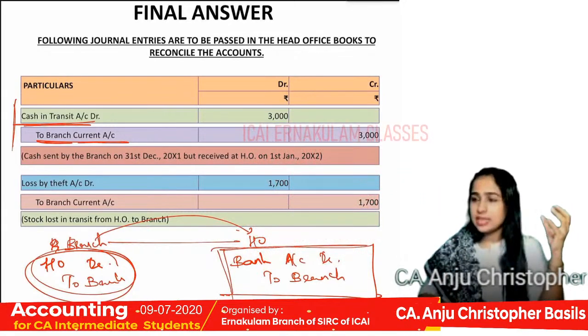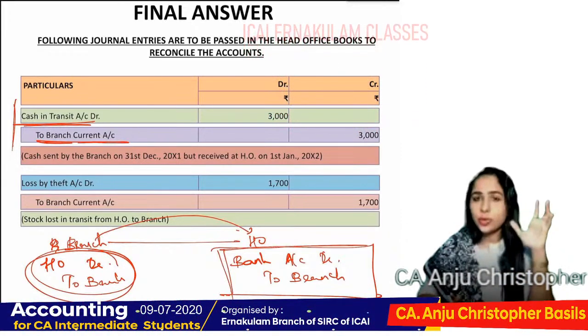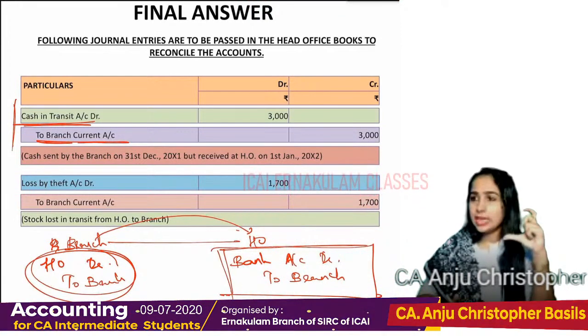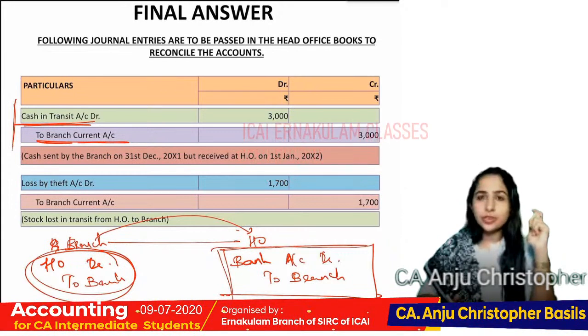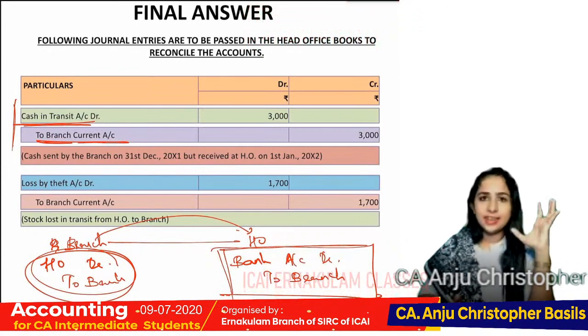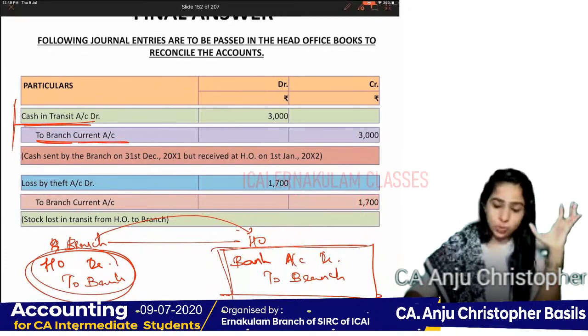Is it clear, students? Everybody? Are you getting it? The first journal entry, please don't take it down yet. I'll give you time. Just let me know if the concept is clear or not. Everybody? Please drop in your responses. Is the concept clear or not? Okay, like how to pass the journal entry. Good students. Now the second one.